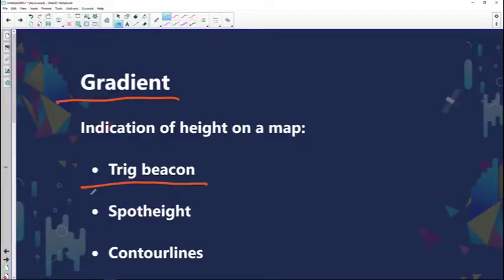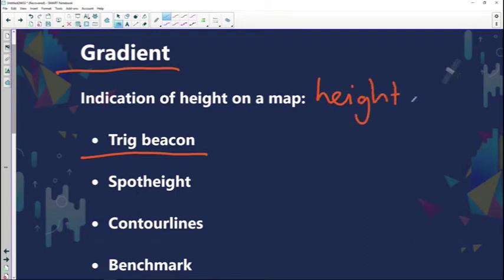Now, very importantly, when we look at a map, it's a flat surface. We can't determine the height on the map because it's a flat surface. So what do we use to show us height on the map? The first reference that we use to indicate height is a trig beacon. Very importantly, on a trig beacon, there are two numbers: the trig beacon number and the actual height.